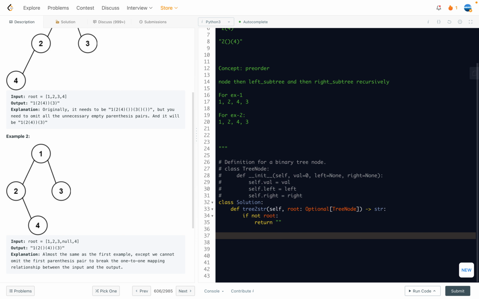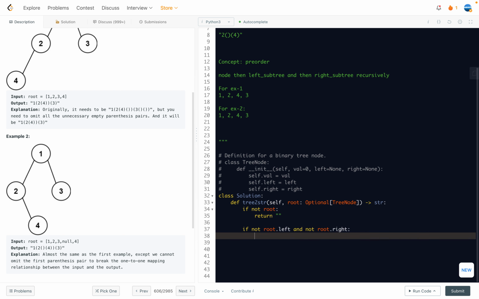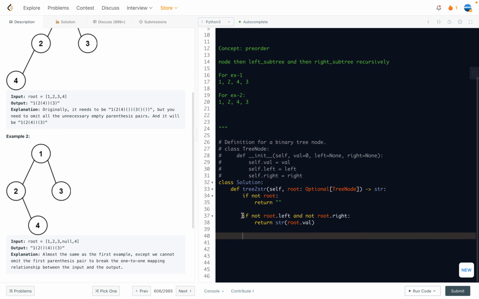First, we are going to consider if we just have a single node tree. So if not root left and not root right, let's write it with some redundancy. In this case, we just need to return the string corresponding to the integer in the root, so we do string of the root, and we can access its value attribute. Then the else block of this: either we have a left subtree or a right subtree or both.